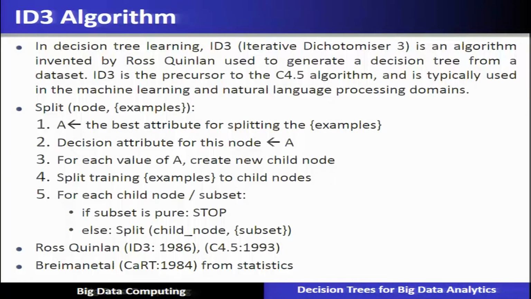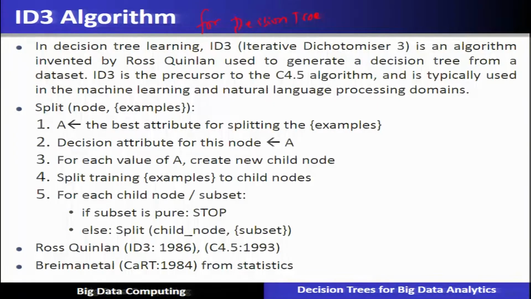Now, as far as decision trees are concerned, we are going to discuss one such algorithm which is called the ID3 algorithm for decision trees. This algorithm was invented by Ross Quinlan, used to generate the decision tree from the data set. ID3 is the precursor to the C4.5 algorithm and is typically used in the machine learning domain.